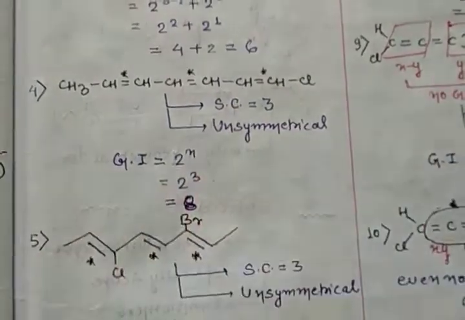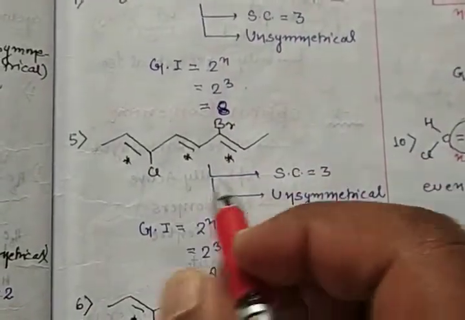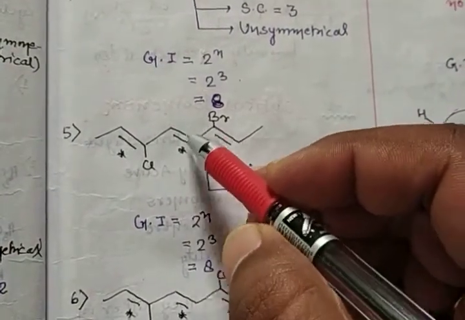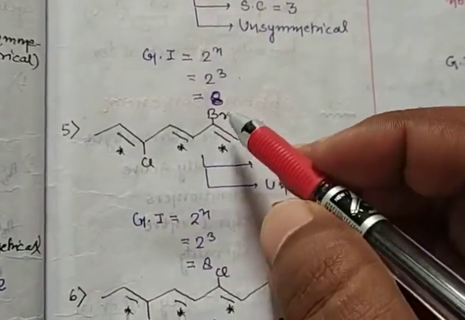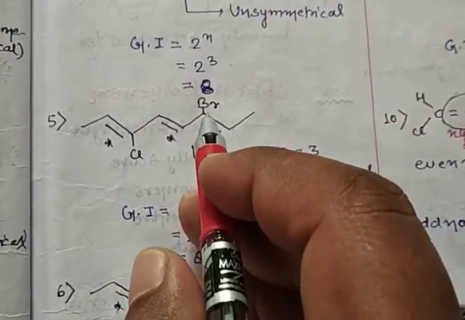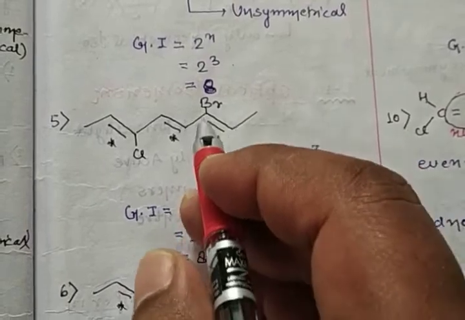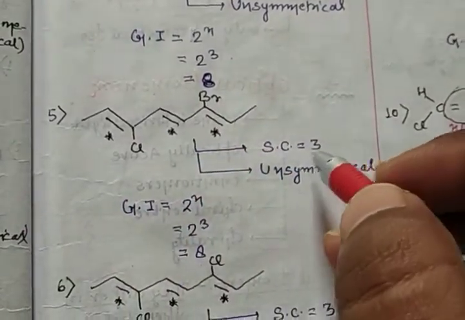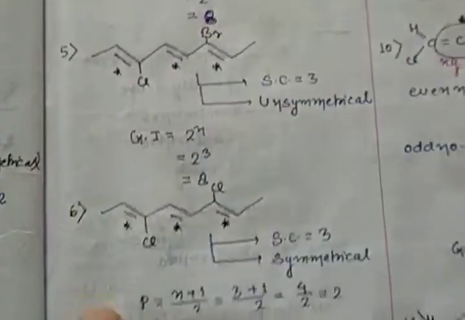Clear 100%? Now again you check if this compound is symmetrical or unsymmetrical. Look, just cut on that carbon-carbon double bond. This side Cl, this side is Br. You know very well this is unsymmetrical. Again you check this carbon-carbon double bond. So one hydrogen, right? So 1, 2, 3 stereo centers. So stereo center is 3, unsymmetrical, meaning 8 isomers.